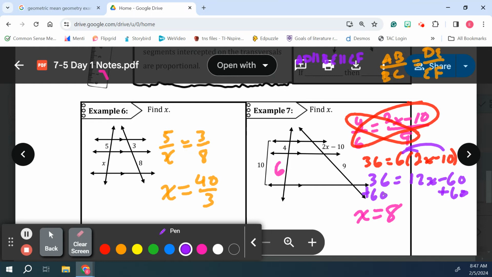That leaves me with 96 equals 12x. And divide by 12. You should get 8. Okay. Any other questions that I can address on this or the previous problem?